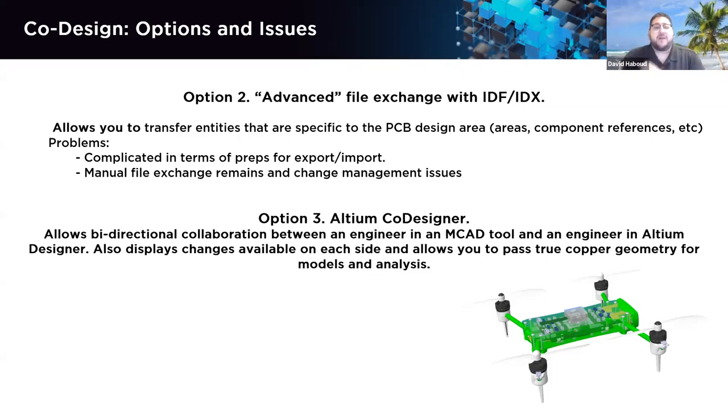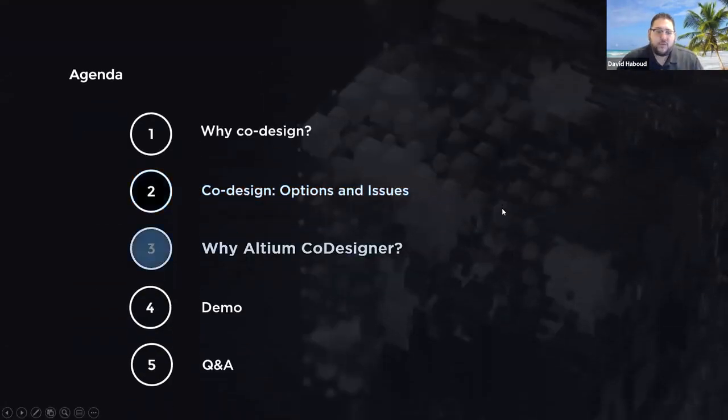So the last option we have is the Altium CoDesigner. This is going to enable bi-directional collaboration between both engineers, right? And this is going to be directly in both of the tools, both the mechanical tool and Altium Designer. And this will display changes. It allows you to track changes. It gives you the author of the change, a timestamp, and it gives you a lot more information. It gives you true copper geometry that allows you to have models for analysis as well. That's something that you are not able to have in any of the other exchange formats.